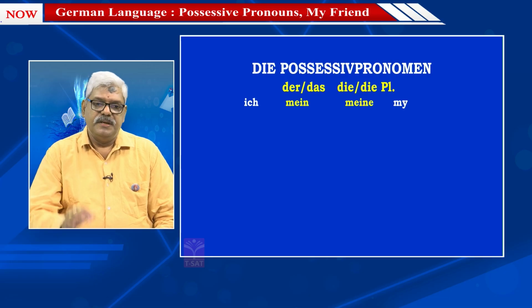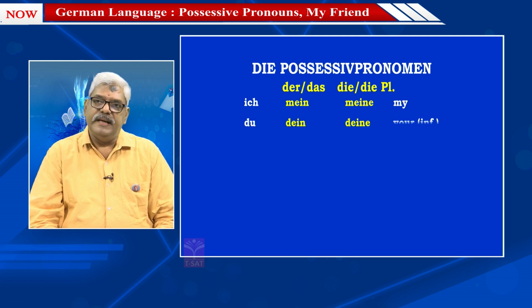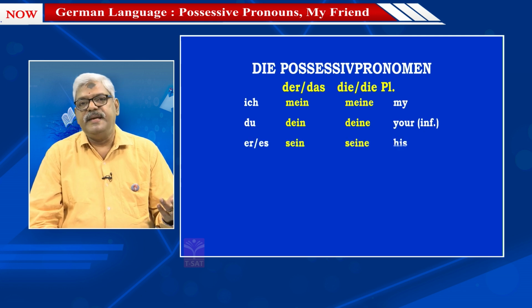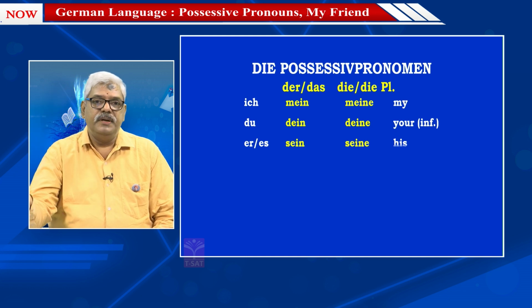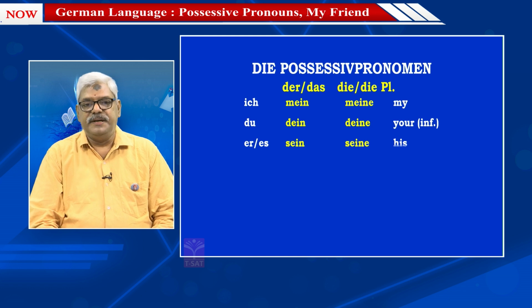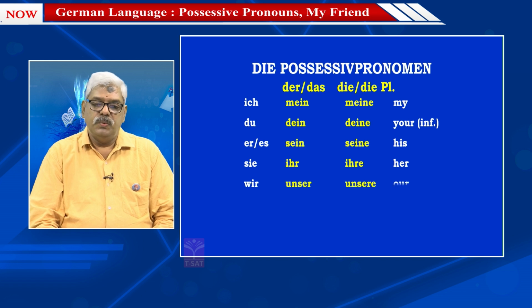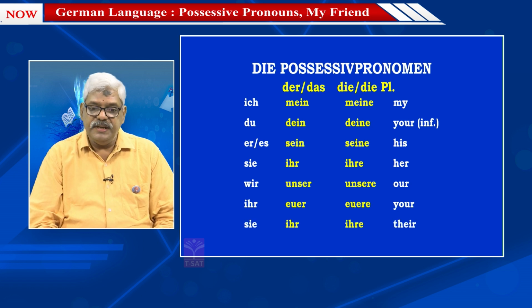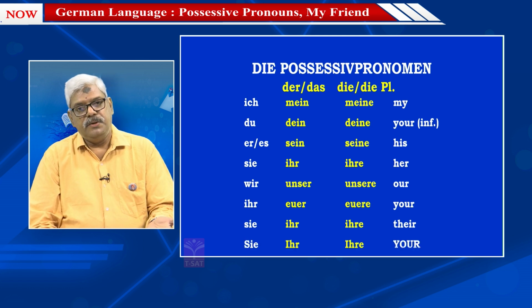So for ich, mein, meine is my. So similarly du, dein, deine, your, informal. And er and es, both of them have the same. So sein, seine, his. So what did you find? Whenever you have this feminine or plural, you have that extra e letter being added up. Sie, ihr, ihre, her. Wir, unser, unsere, our. Ihr, euer, eure, your. And for small sie, once again ihr, ihre, meaning their. And for capital Sie, Ihr, Ihre, your.